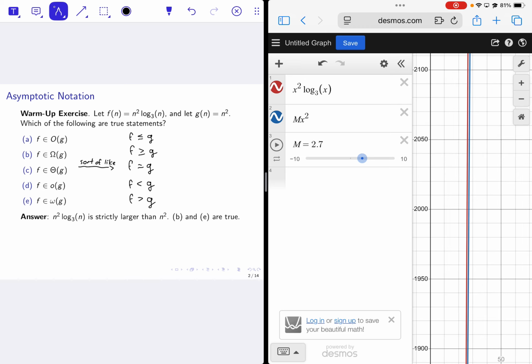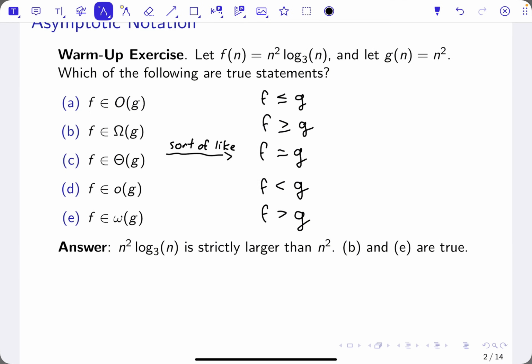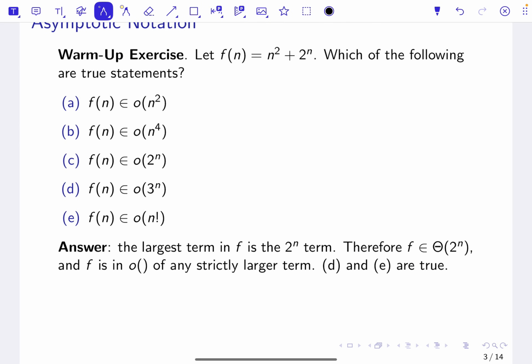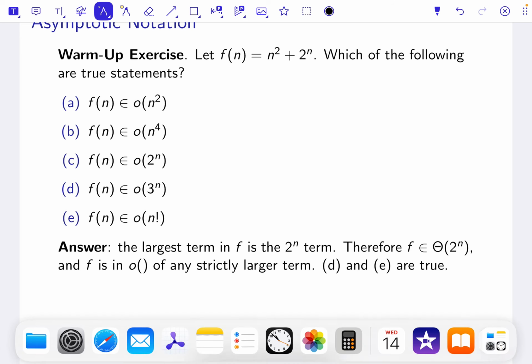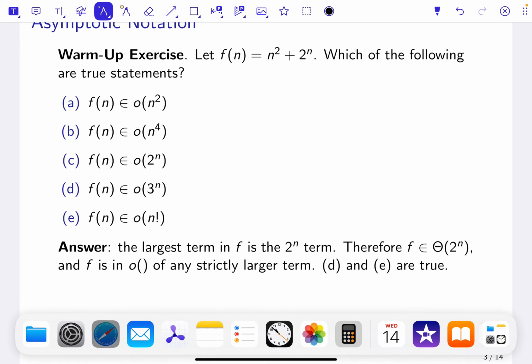If I set m to like 100, I could scroll up and to the right for a couple hours, but I would eventually find that f of n overtakes g of n. No matter what m I choose, this will lead into the definitions of little o and little omega. Oh yeah, actually, we're going to keep graphing.